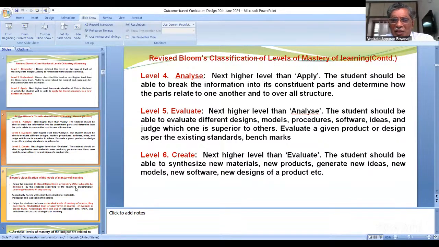Then finally, the highest level is the create level. The students will be able to synthesize new materials, new products, generate new ideas, new models, new software, new designs of a product, new algorithms, new business models, new marketing models. Create. That is the highest level of the learning levels, the create level. The lowest level is the remember level and the highest is the create level.